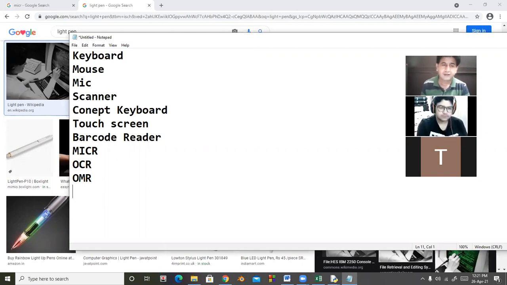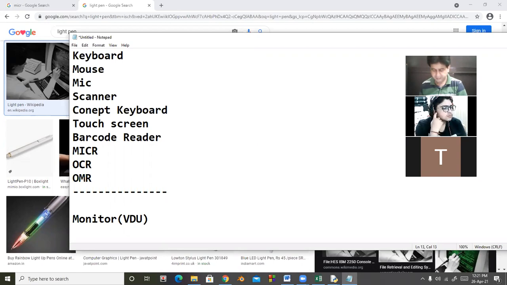Now there are some output devices. With the help of output devices, we get the result. The common, famous one is called the monitor. Another name of the monitor is, yes beta, VDU. The full form of VDU is visual display unit. So the monitor is a screen. Whatever we type, whatever we are doing in the computer is visible on the screen. The monitor is also called VDU, which stands for visual display unit.